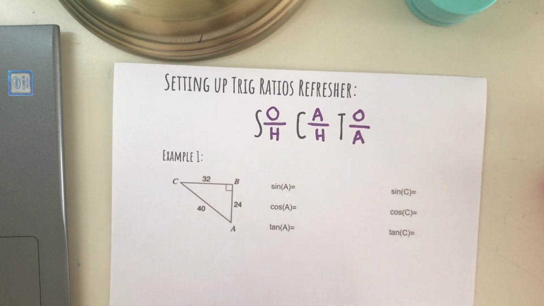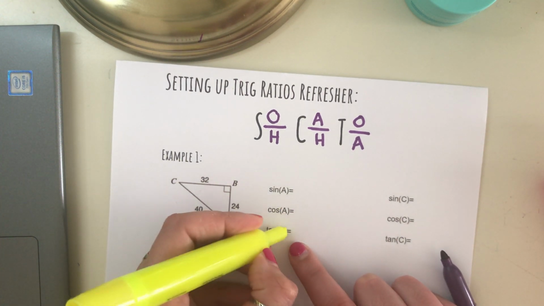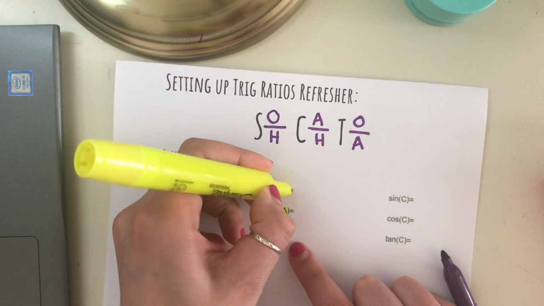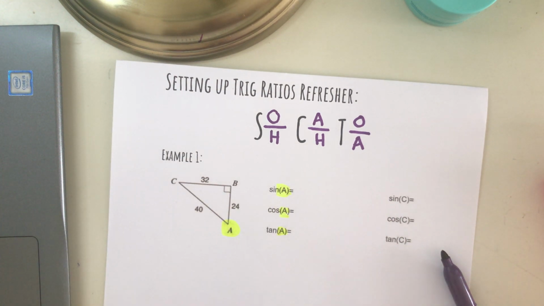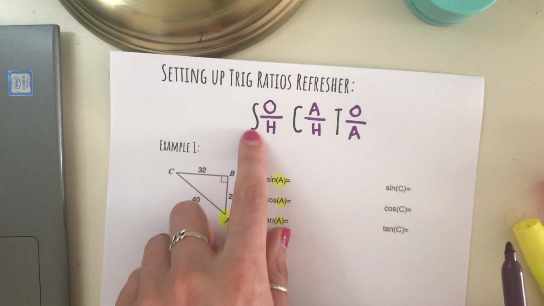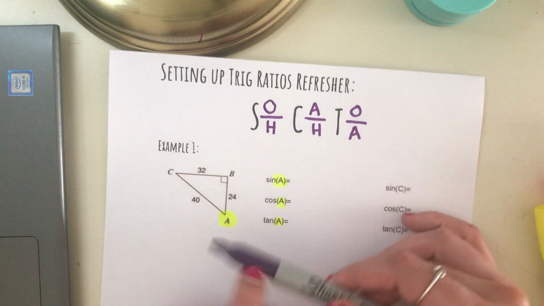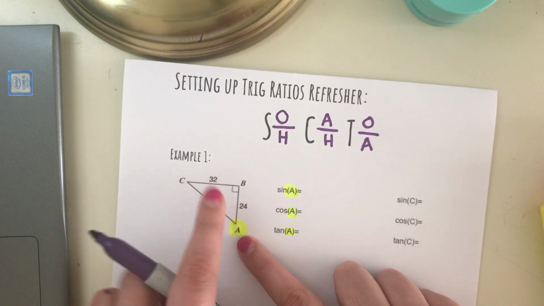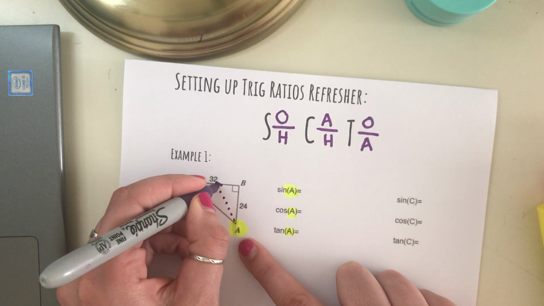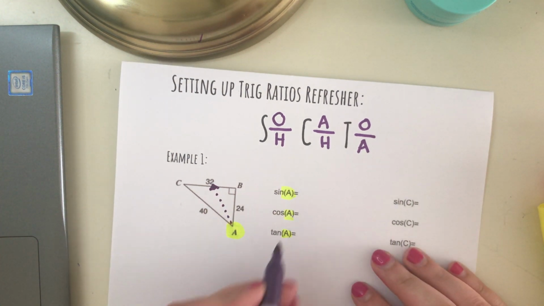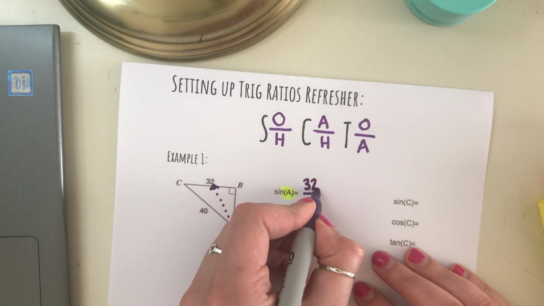Now, when I'm setting up trig ratios, it's important to see which letter I'm going to be looking from. So I'm going to color the letter A yellow. Now, sine of A is going to be looking from here, and it's going to want me to do opposite over hypotenuse. So looking from A, my opposite is the side that I have to go the furthest to reach, and that side is 32.